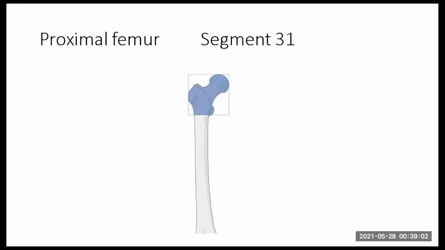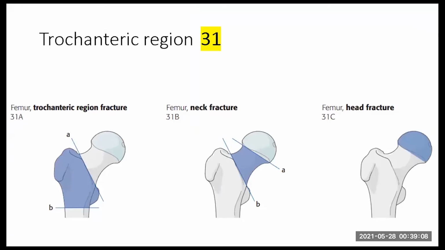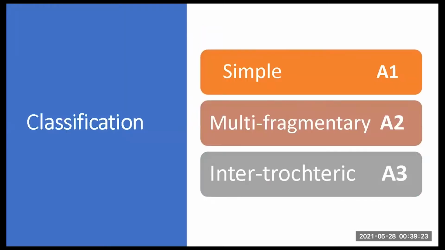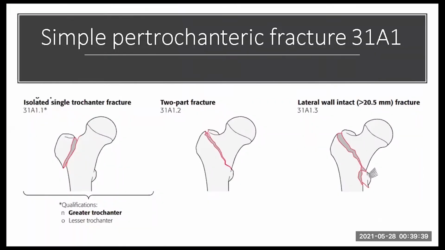The proximal femur is segment number 31, and hence, if you look at a proximal femur, the fractures are divided into A, which is a trochanteric fracture, B is a neck fracture, and C is a head fracture. A1 is a simple trochanteric fracture, A2 is multi-fragmentary, and A3 is an intertrochanteric. Now let's look further into that.